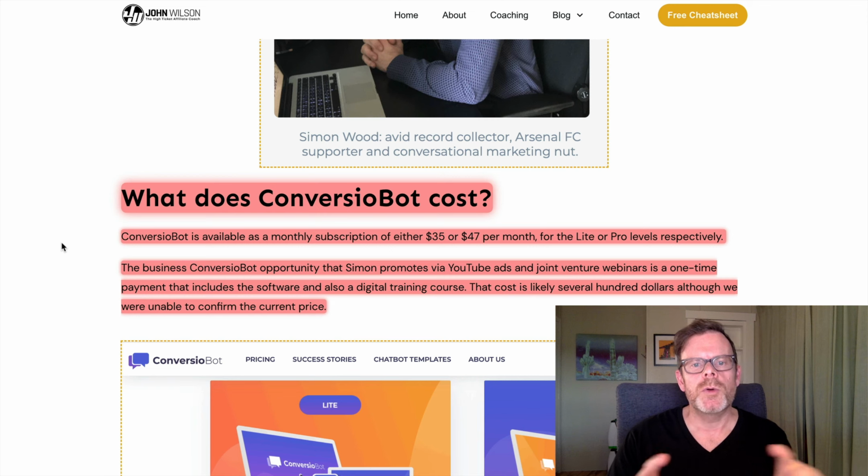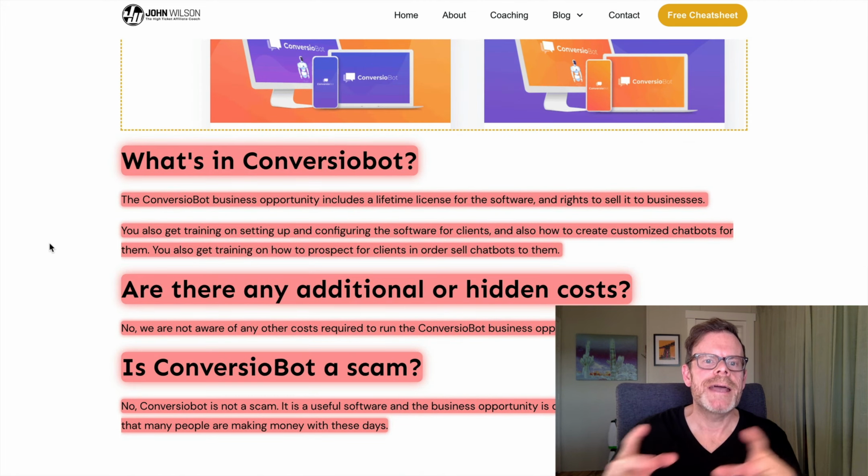So what does ConversioBot cost? It's available as a monthly subscription of either $35 or $47 per month for the light or pro levels respectively, and the business opportunity version of ConversioBot that Simon promotes via YouTube ads and joint venture webinars is a one-time payment that includes the software and also a digital training course. That cost is likely several $100s up to maybe around $1,000, although we were unable to confirm the current price at this time.